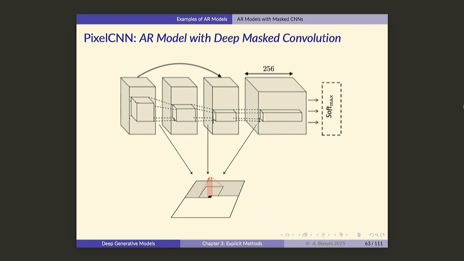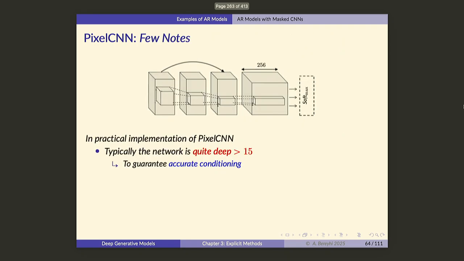And essentially, you are going to compute at the very end one big tensor with 256 different channels. Every single one of those channels is giving you one of the logits, right? And then you just do the softmax. So just a few notes here.